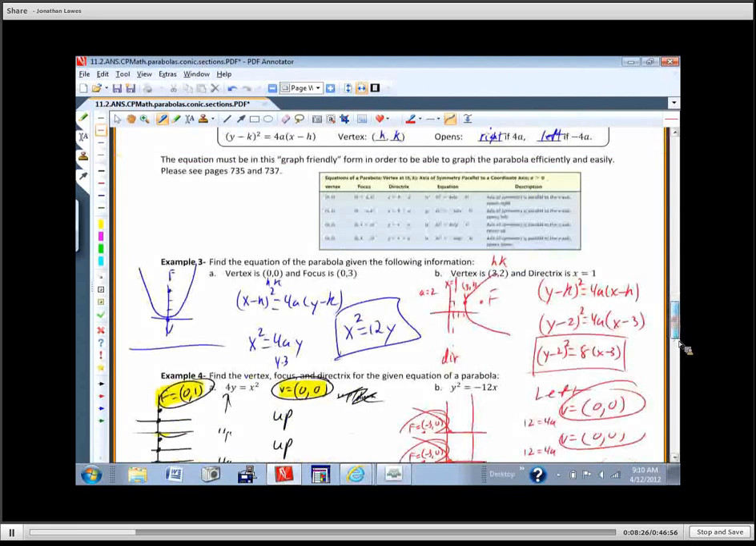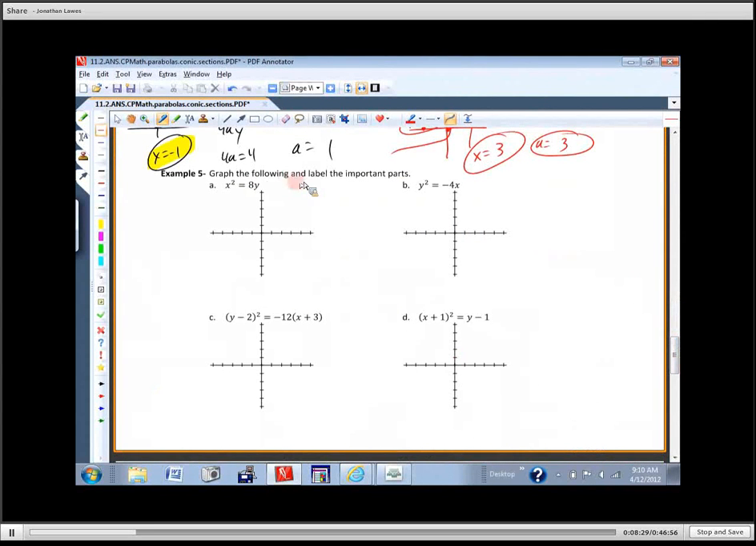Okay, let's take a look at this one right here. It says graph and label the following. Got to get all the important parts here. Let's see, Alex, up, down, right, or left? This is going to be up. Okay, what's the vertex? 0, 0.